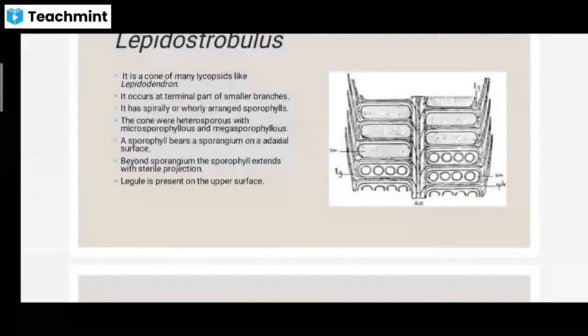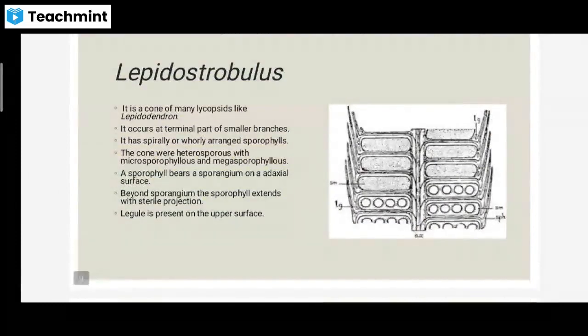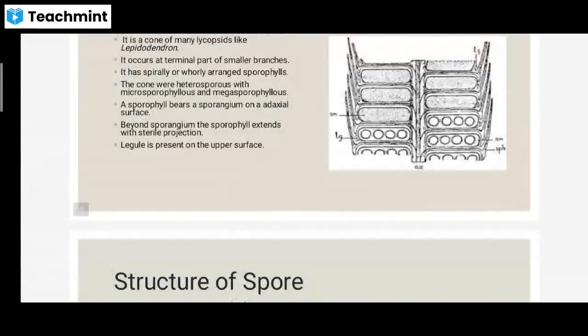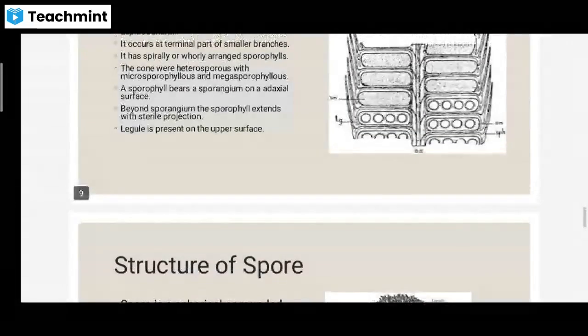Lepidostrobus. It is a cone of many lycopsids like Lepidodendron. It occurs at the terminal part of smaller branches. It has spirally or whorled arranged sporophylls. The cones were heterosporous with microsporophylls and megasporophylls. A sporophyll bears a sporangium on the adaxial surface. Beyond the sporangium, the sporophyll extends with a sterile projection. A ligule is present on the upper surface.